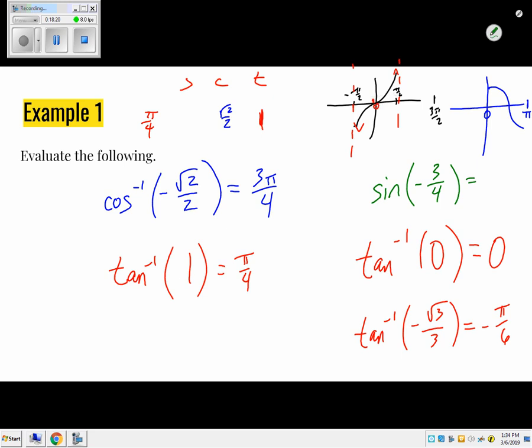All right, sine inverse of negative 3/4. Sine or sine inverse? Yes, sine inverse of negative 3/4.